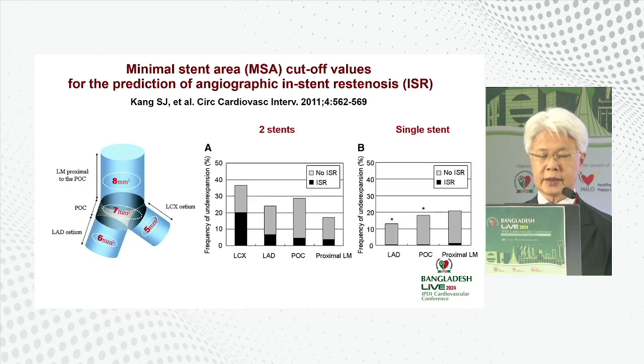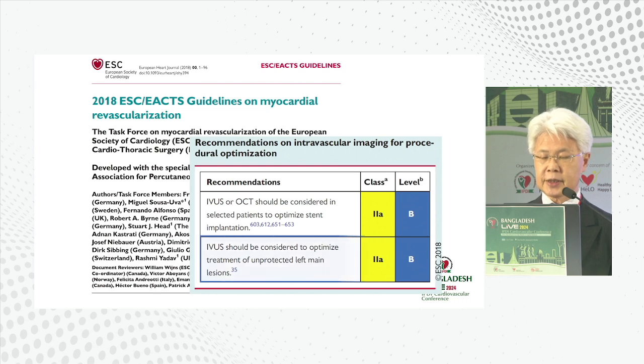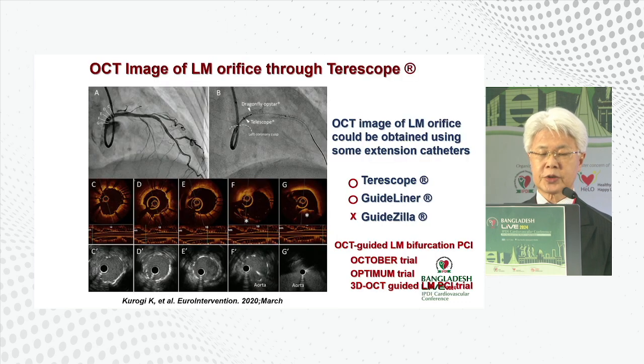And this is from Korea, very basic data: the two-stent strategy demonstrates much more ISR, and the 5, 6, 7, 8 square millimeter rule is still used in our daily clinical practice. Based on these data, IVUS is recommended for left main bifurcation. But how about the OCT?